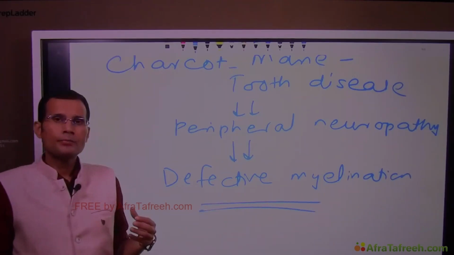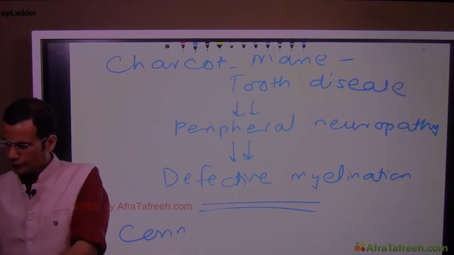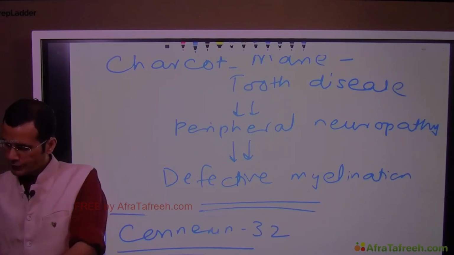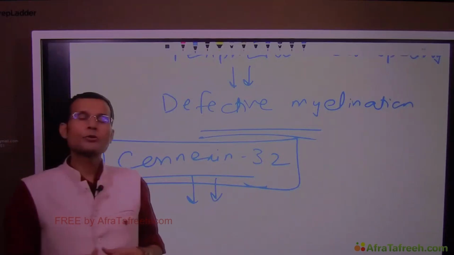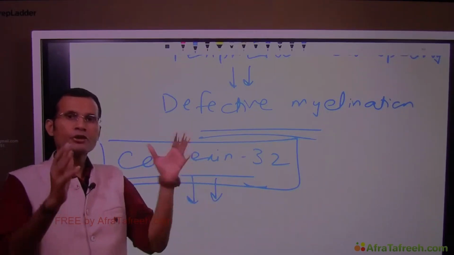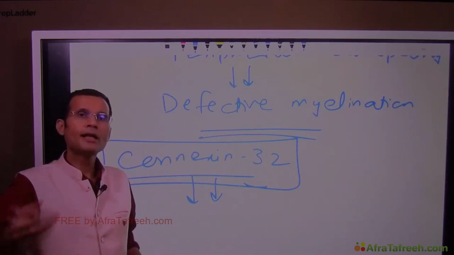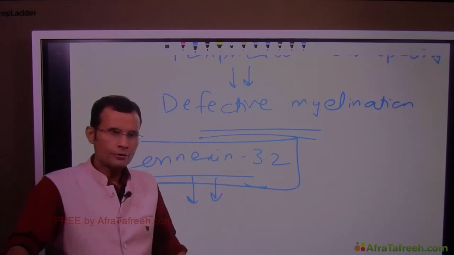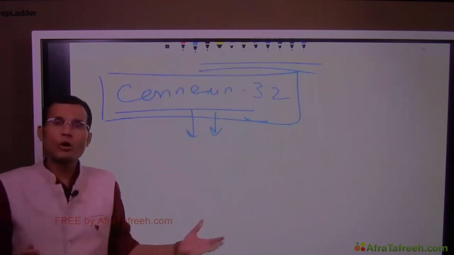There is a genetic defect in the gene that codes for a connexin. Connexin 32 is defective. Connexin 32 makes the gap junctions between adjacent Schwann cells. Schwann cells form the myelin for the peripheral nerves. So, defective connexin 32 results in what?